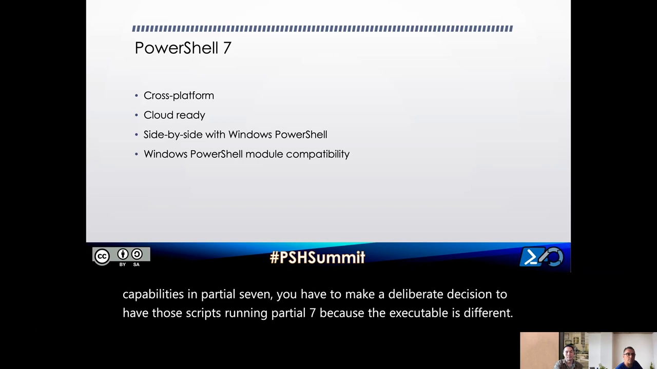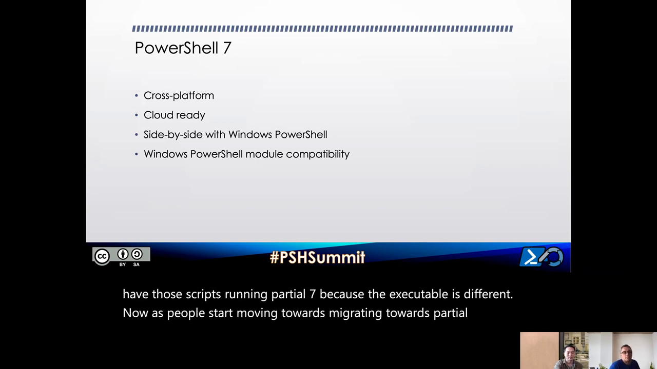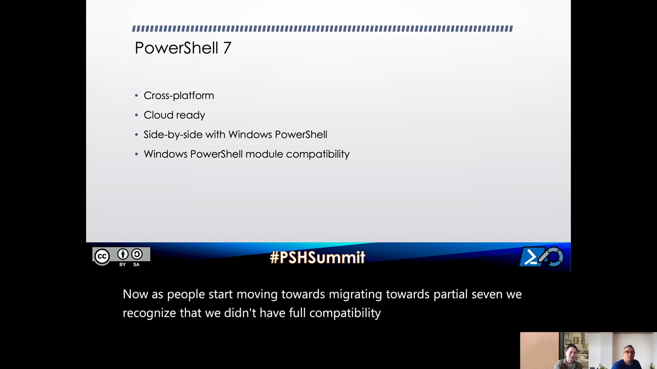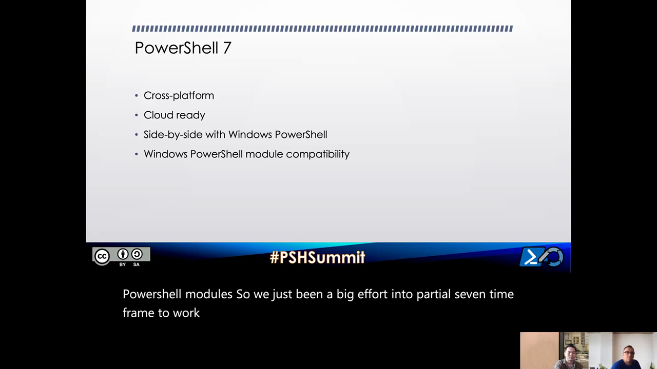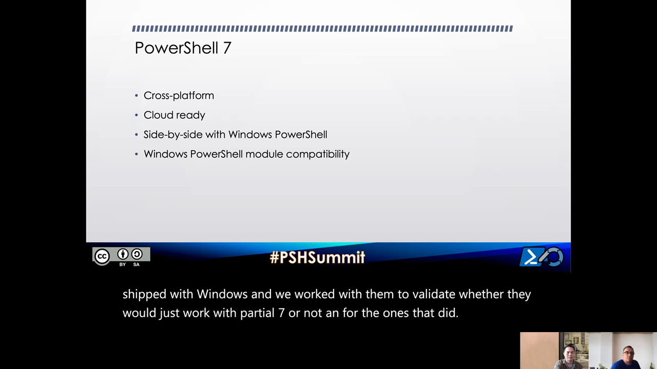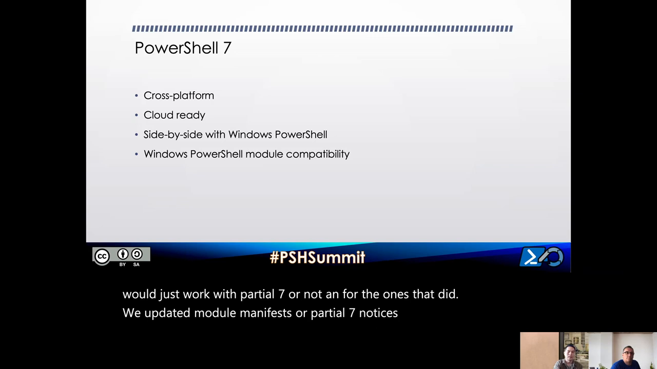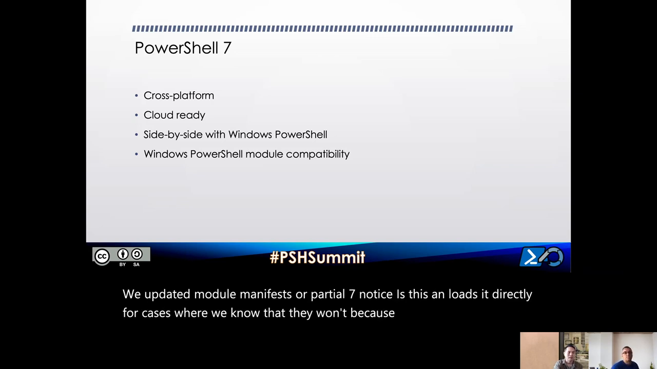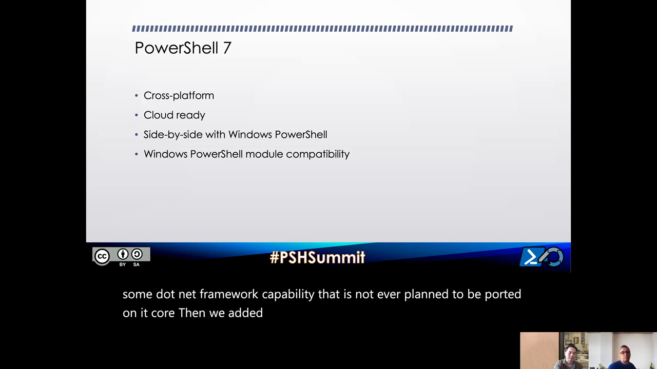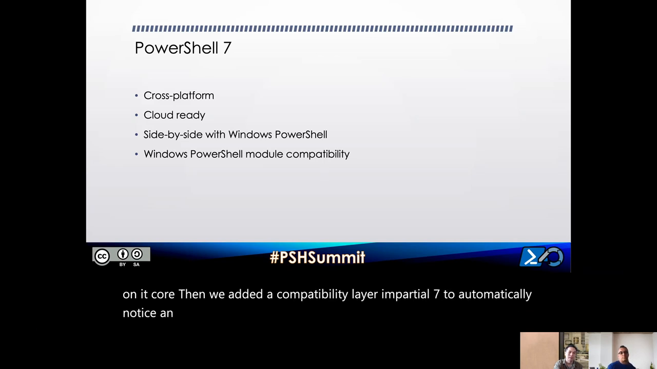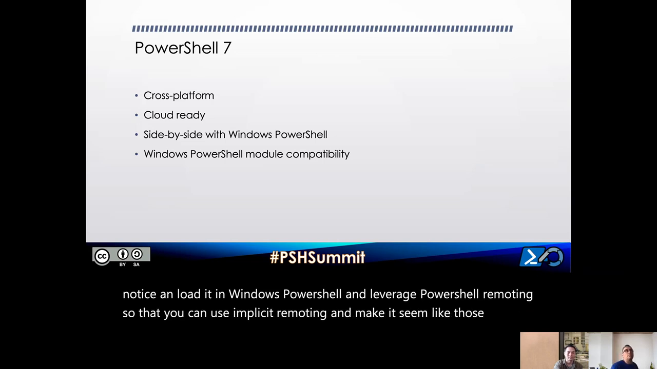Now, as people start migrating towards PowerShell 7, we recognized that we didn't have full compatibility with existing Windows PowerShell modules. So we spent a big effort in the PowerShell 7 timeframe to work with Windows partners. These are inbox modules shipped with Windows, and we worked with them to validate whether they would just work with PowerShell 7 or not. For the ones that did, we updated the module manifest so PowerShell 7 notices this and loads it directly. For cases where we know that they won't, because they depend on some .NET Framework capability that is not ever planned to be ported to .NET Core, we added a compatibility layer in PowerShell 7 to automatically know this and load it in Windows PowerShell and leverage PowerShell remoting, so that you can use implicit remoting and make it seem like those commands were natively in PowerShell 7.